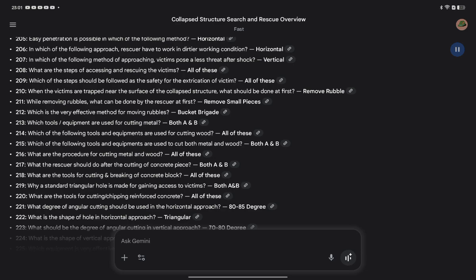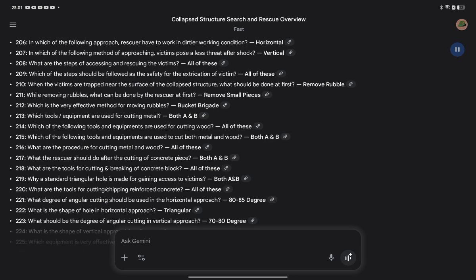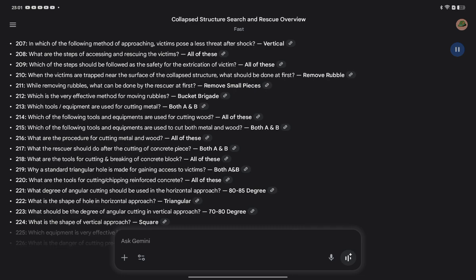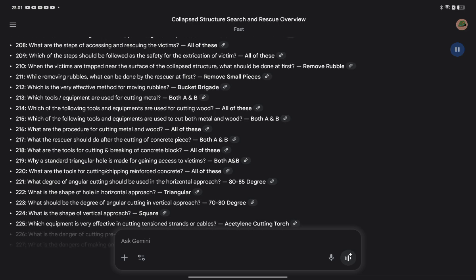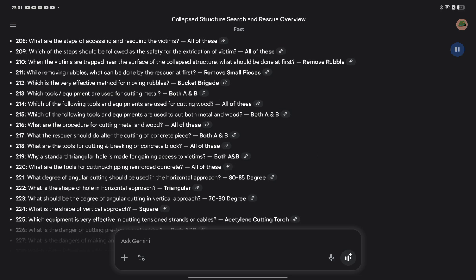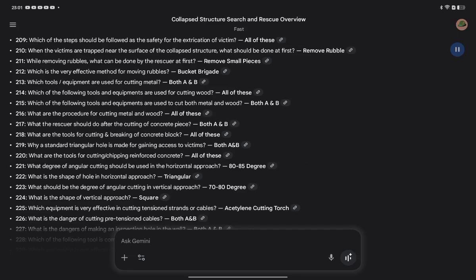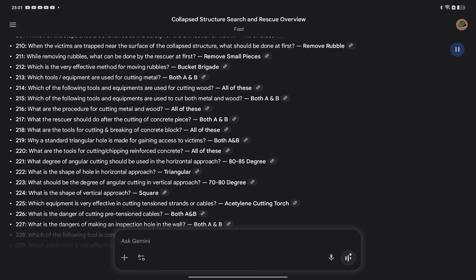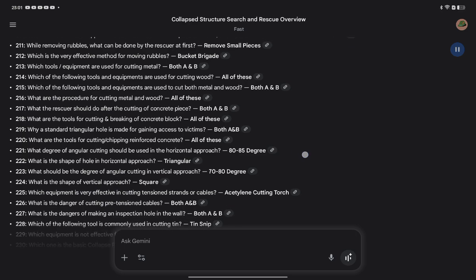206. In which of the following approach rescuer have to work in dirtier working condition? Horizontal. 207. In which of the following method of approaching victims pose a less threat after shock? Vertical. 208. What are the steps of accessing and rescuing the victims? All of these. 209. Which of the steps should be followed as the safety for the extrication of victim? All of these. 210. When the victims are trapped near the surface of the collapsed structure, what should be done at first? Remove rubble. 211. While removing rubbles, what can be done by the rescuer at first? Remove small pieces.